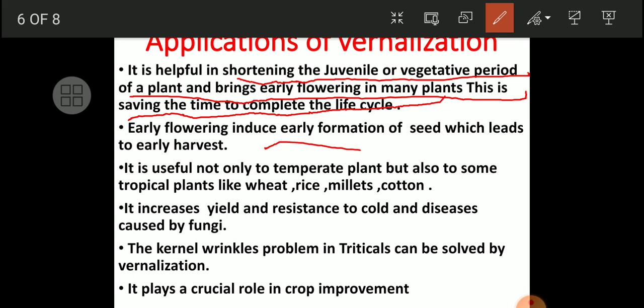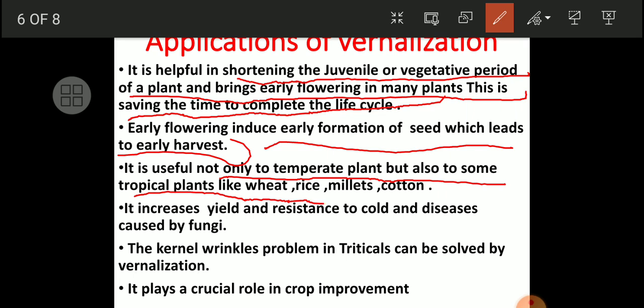Early flowering induces early formation of seeds and leads to early harvest, isn't it? Within 1 year, flowering, fruiting, yield is there, isn't it? So that we can induce early formation of seeds. It is useful not only to the temperate but also to some tropical plants like wheat, rice, millet, and cotton, isn't it? So the harvesting period we are going to make early, or shorten the vegetative growth period. Increases yield and resistance to the cold and disease causing fungi.